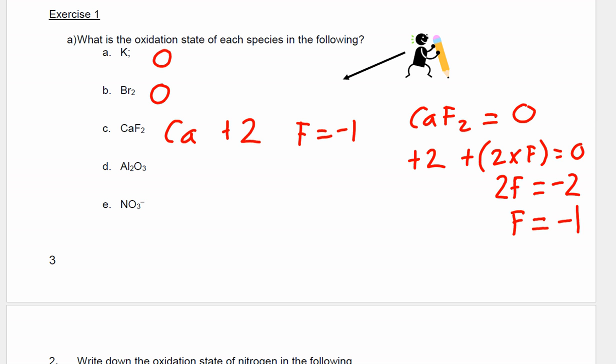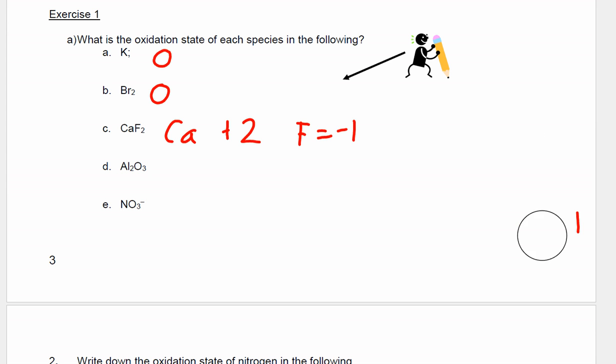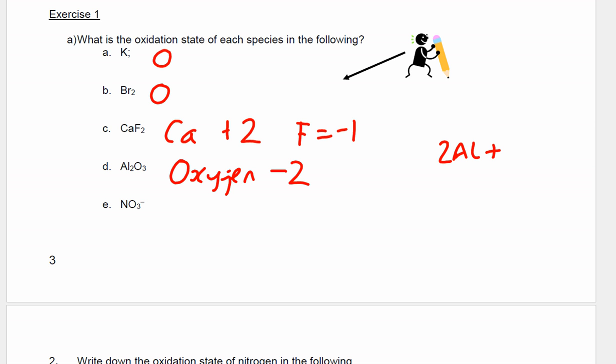So similarly, aluminium oxide. This time, we've got 2 aluminiums and we've got 3 oxygens. Now remember, by definition, oxygen is -2 when it's inside a compound or an ion. So I can see that 2 lots of aluminium plus, well, there's 3 oxygens, so that will add up to -6, will equal 0. 0 because it's a compound. There's no charge on it overall. So the 2 aluminiums will be equal to +6. So each aluminium will be equal to +3.